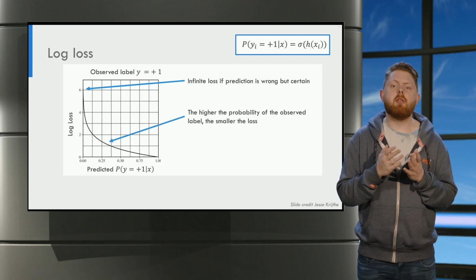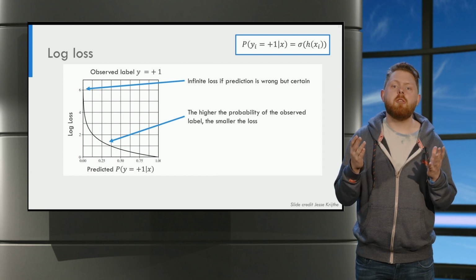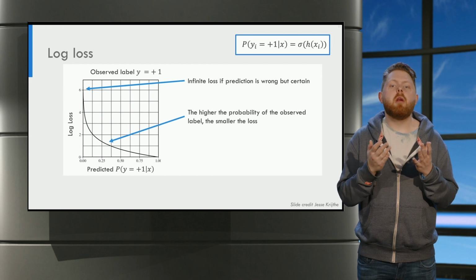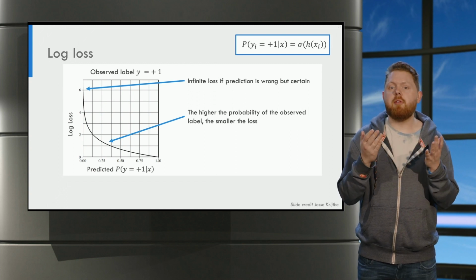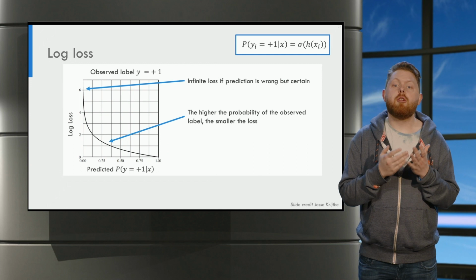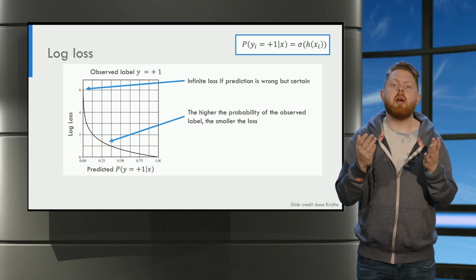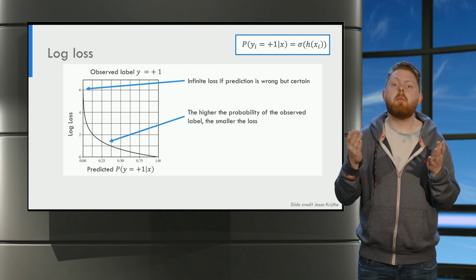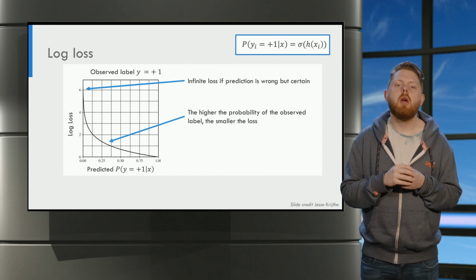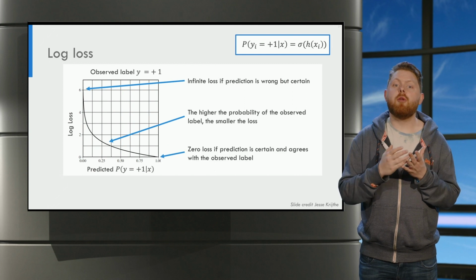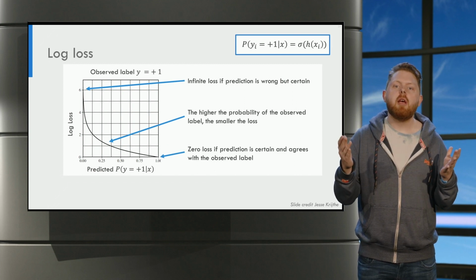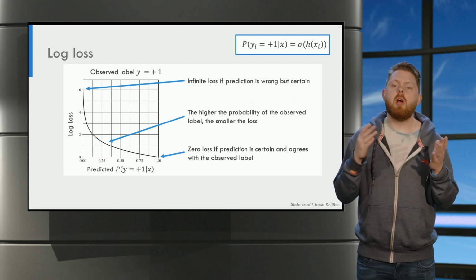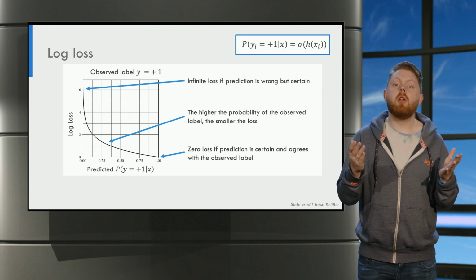The larger the posterior probability for the positive class, the smaller the loss. Why? Well, because for this sample we have observed the positive class. Therefore, the posterior probability should be as large as possible for this sample, and this is encouraged by a small loss. If the probability for the observed label is 100%, then we see that the loss becomes 0. So we get 0 loss if the prediction is certain and correct.